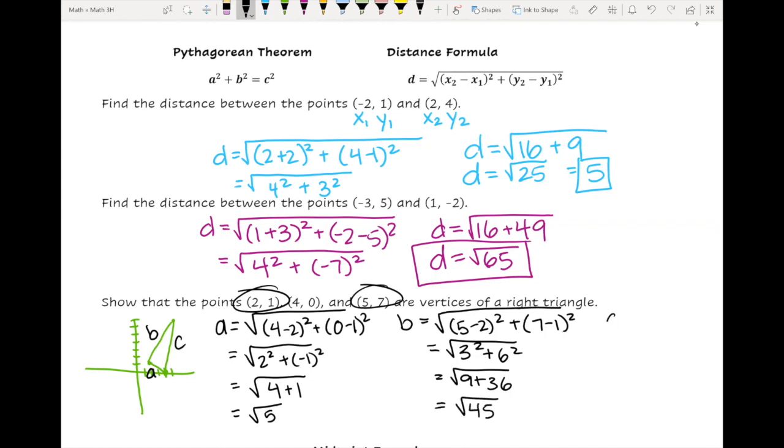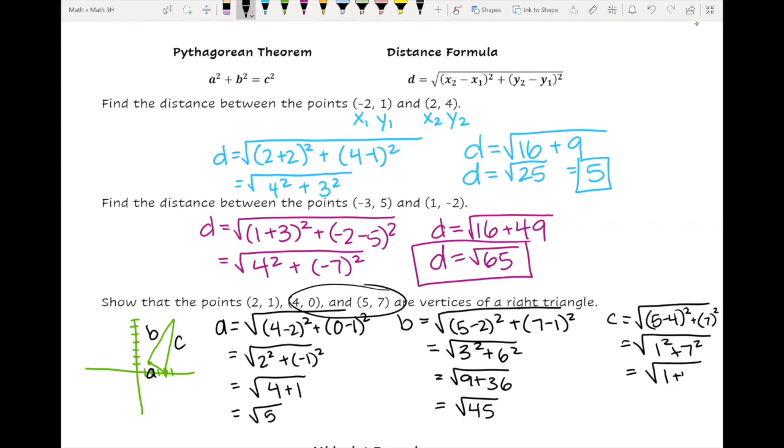All right, now side C. Again, big old square root, that is going to go between these points here. So I will subtract my x's, 5 minus 4, plus subtract my y's, a 7 minus 0 is still 7 squared. All right, 5 minus 4 is 1. I've got a 1 squared plus 7 squared. 1 squared is still 1, and 7 squared is 49, so I get a square root of 50.